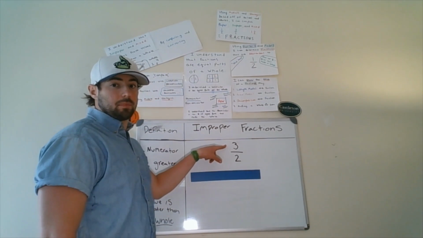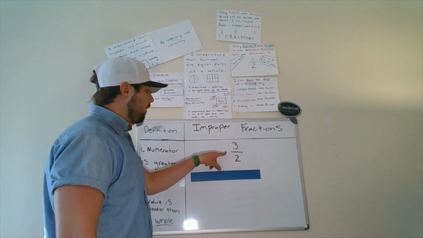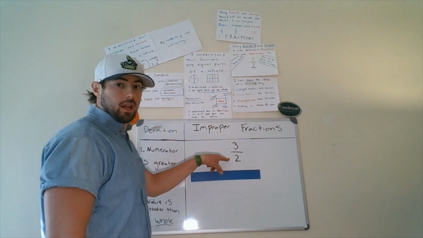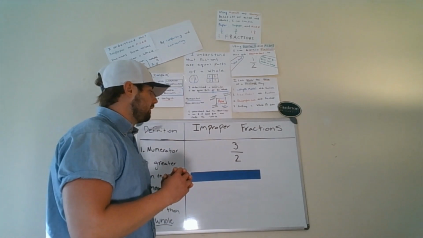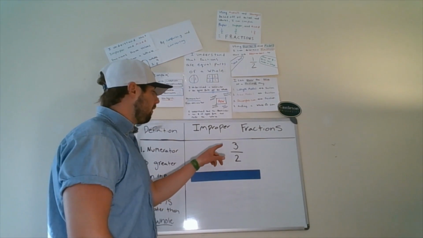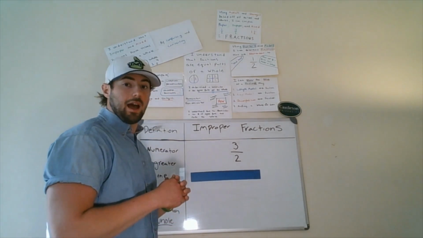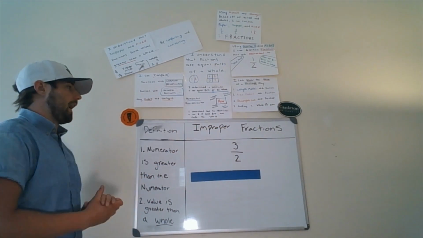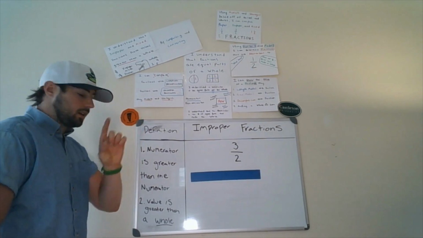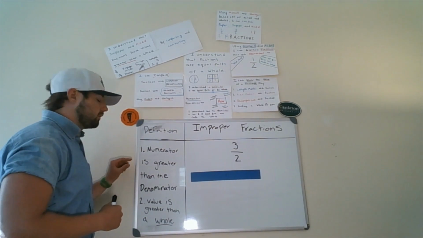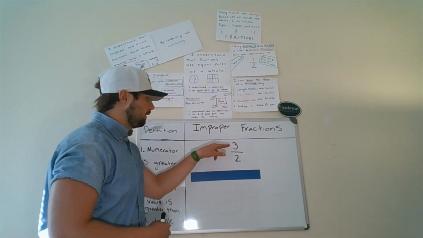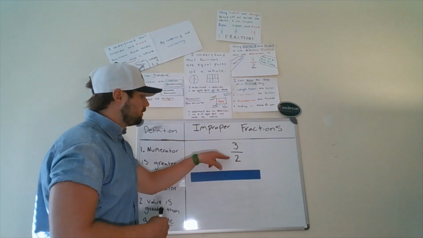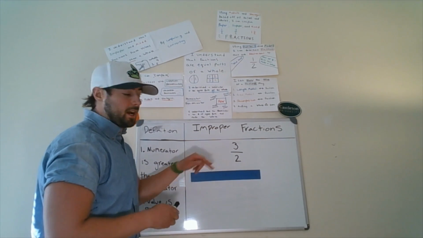Here I have an improper fraction. 3 over 2. 3 halves. In my brain, I should already be thinking, that's odd, because I know 2 halves make that whole, 2 over 2. So, an improper fraction has a numerator that is greater than its denominator. 3 is in our numerator. 2 is in our denominator.